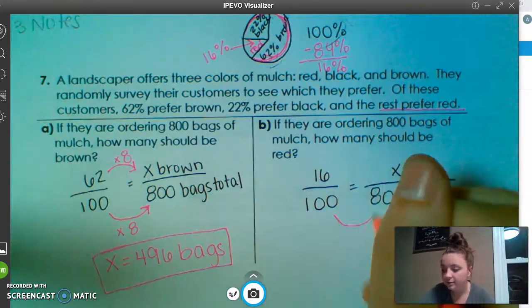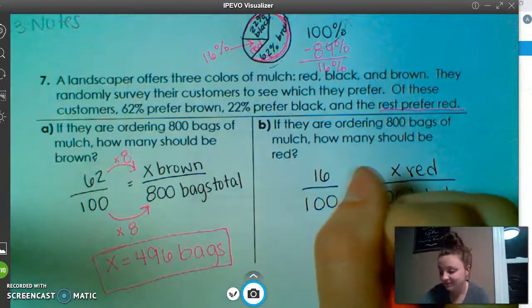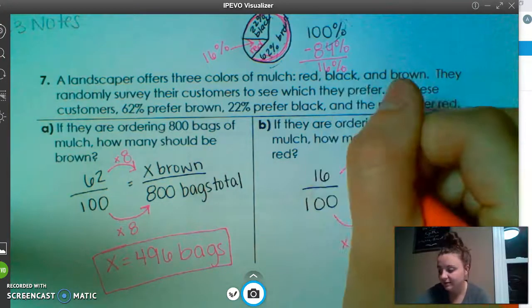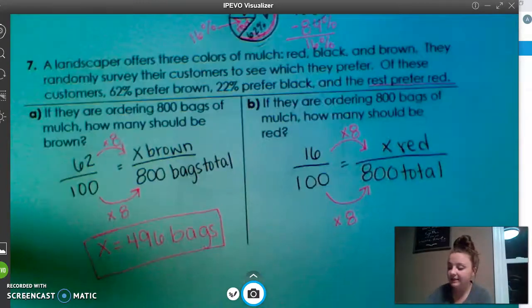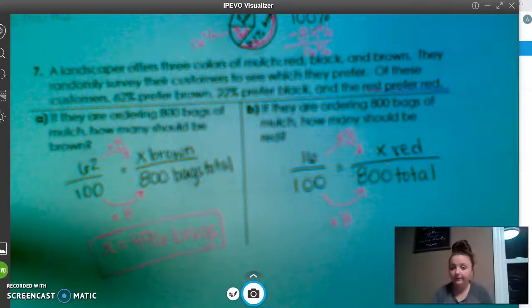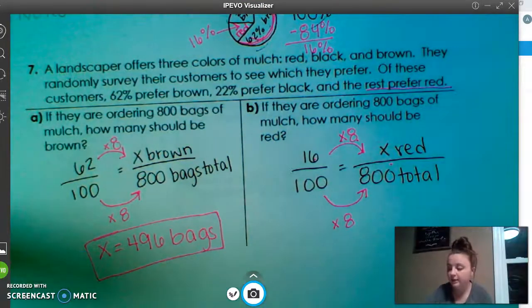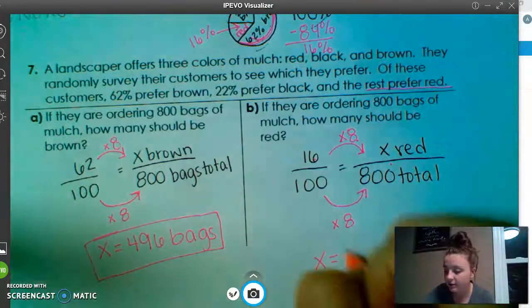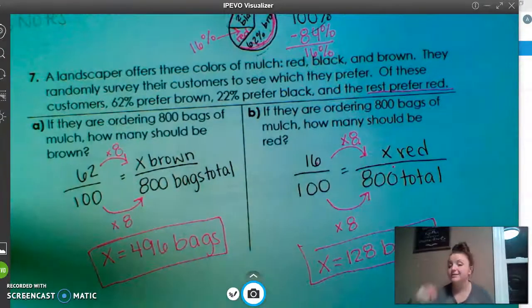100 times 8 is 800. Multiply by 8, multiply by 8. Well, 16 times 8 will give me X. Get my calculator again. That's 128. So X equals 128 bags. So the big takeaway from today, know how to use percents. It's percent over 100, okay?